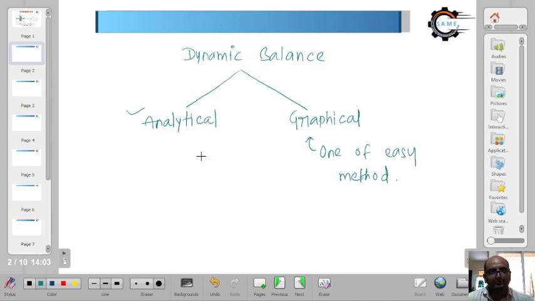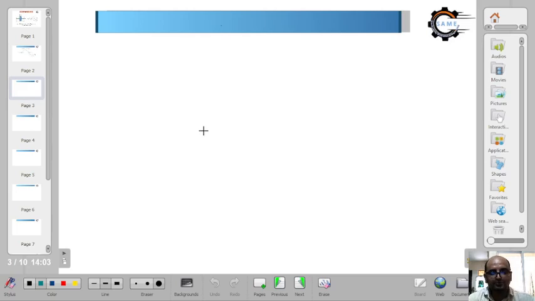First, we will learn some fundamentals of the force polygon and moment polygon, okay, force polygon and moment polygon. I will take one example of this first.